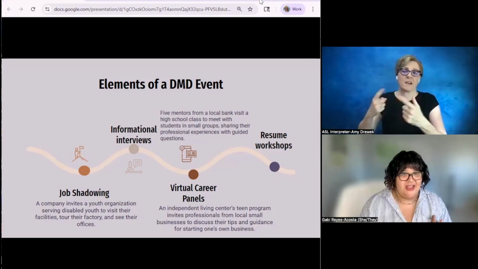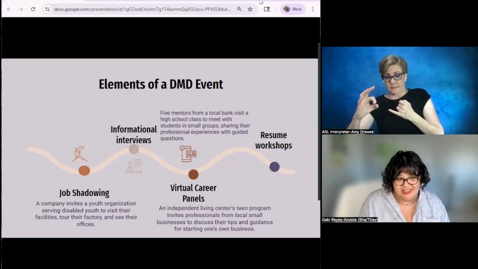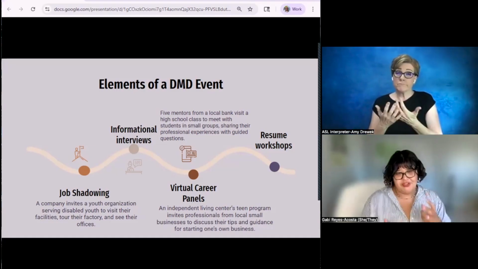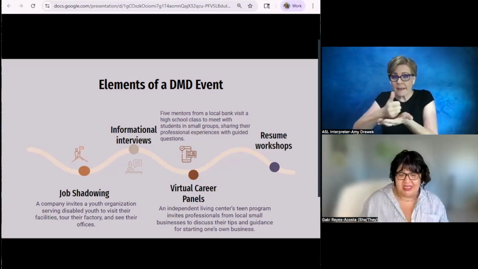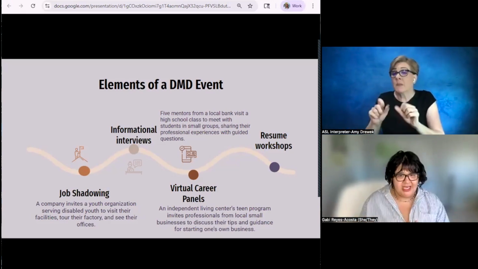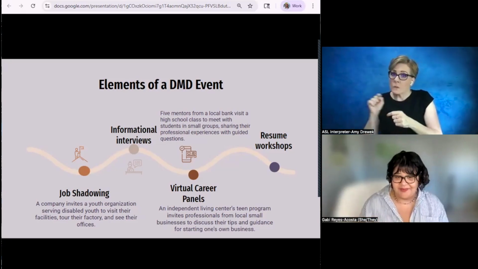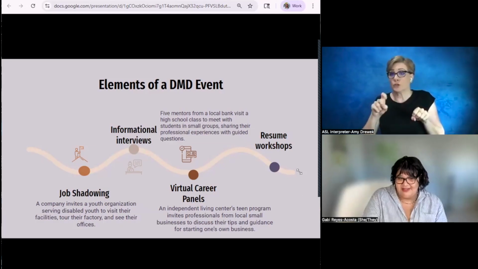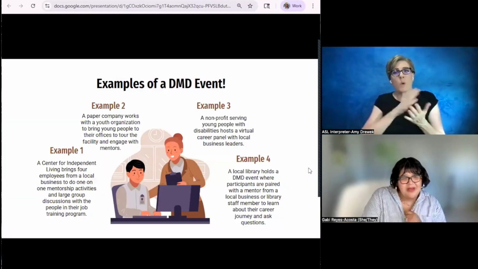Another element for a DMD event is a resume workshop. That can just be a really great place for folks to get very tangible support on their resumes, right? They can be in small groups or one-on-ones just to learn about what a resume can and should look like. So those are some elements of a DMD event. If there are any questions, feel free to use the raise hand feature or drop them in the chat. I'm going to move on.